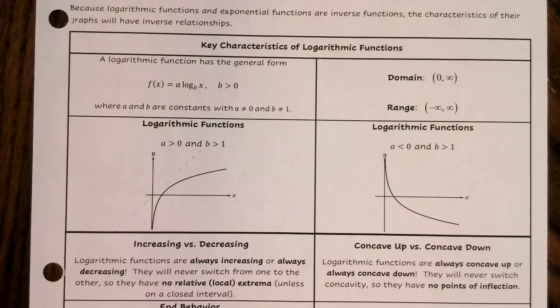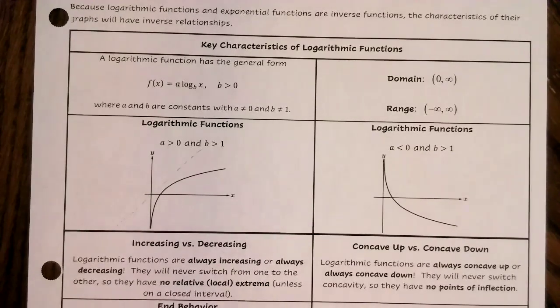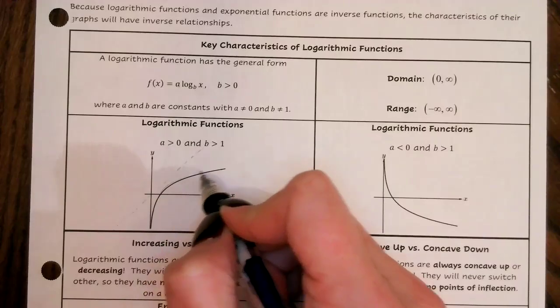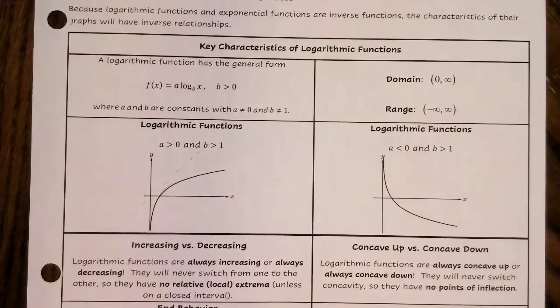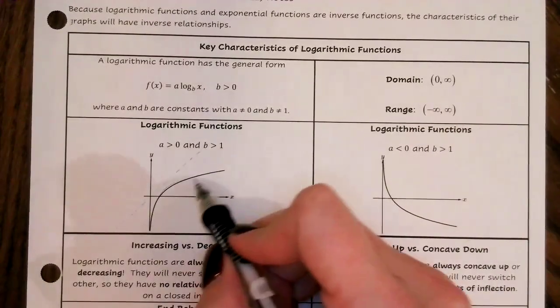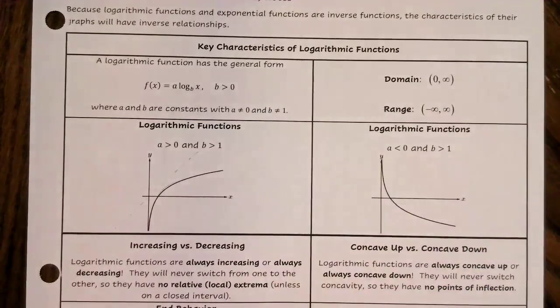All right, for these graphs, it says logarithmic functions are always increasing or always decreasing. Again, we don't have that switch from increasing to decreasing, so there's no relative or local extrema, unless there's a closed interval, then we include those values at the end. But for example, this one is always increasing. This one is always decreasing because as my x gets bigger, my y is getting bigger here, and as my x gets bigger, my y gets smaller here. So always increasing, always decreasing.